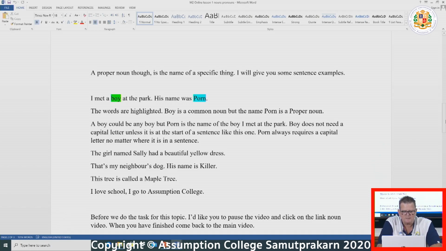The tree is called a maple tree. Maple, capital M, maple tree. I love school. I go to Assumption College. Assumption College, both have capitals. Proper nouns are the names of actual places or actual people.